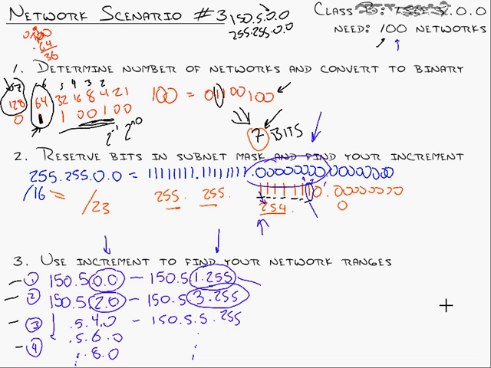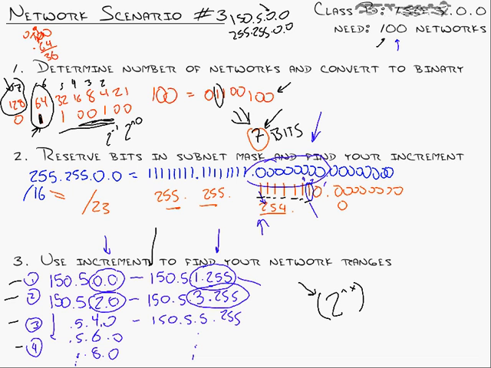I just showed you the 2 to the power of x equation to find the number of networks. But what if you were asked, not for the number of networks, but how many hosts do I get in each one of those networks? Meaning, how many hosts do I get in between 150.5.0.0 and 150.5.1.255? Well, just looking at that, it's not very easy to just add those up and figure that out. So you can use that same equation, slightly different, to find the number of hosts.